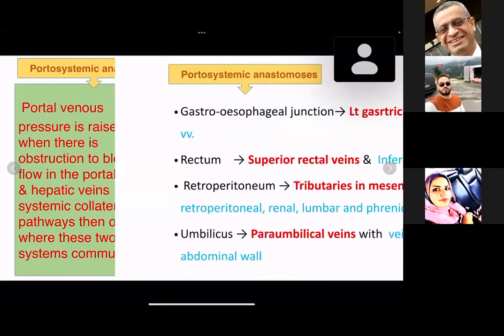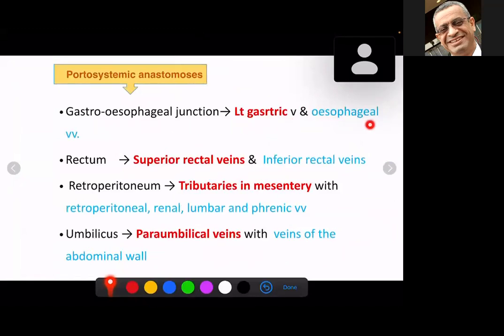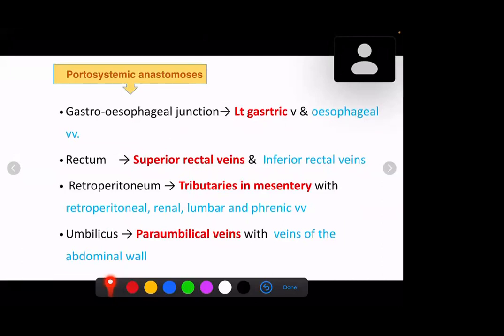So these are the sites of portosystemic anastomosis, as we said: at the gastroesophageal junction between the left gastric vein and esophageal veins; in the rectum between superior rectal veins and inferior rectal veins; in the retroperitoneum, between tributaries of the mesentery and the retroperitoneal, renal, lumbar, or phrenic veins; and at the umbilicus, by the paraumbilical vein, which will get recanalized with the veins of the anterior abdominal wall.